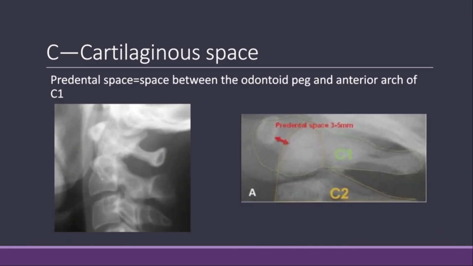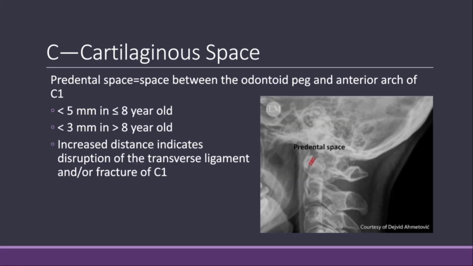C is for cartilaginous space, also known as the predental space. It's the space between the odontoid peg and the anterior arch of C1. It can be seen in this image on the right by that little double arrowhead. Looking on the left here, I'm going to highlight it in red, right there. So that little tiny space right there. This should be less than 5 millimeters if under 8, and less than 3 millimeters if they're greater than 8. Increase in distance indicates disruption of the transverse ligament and/or fracture of C1.